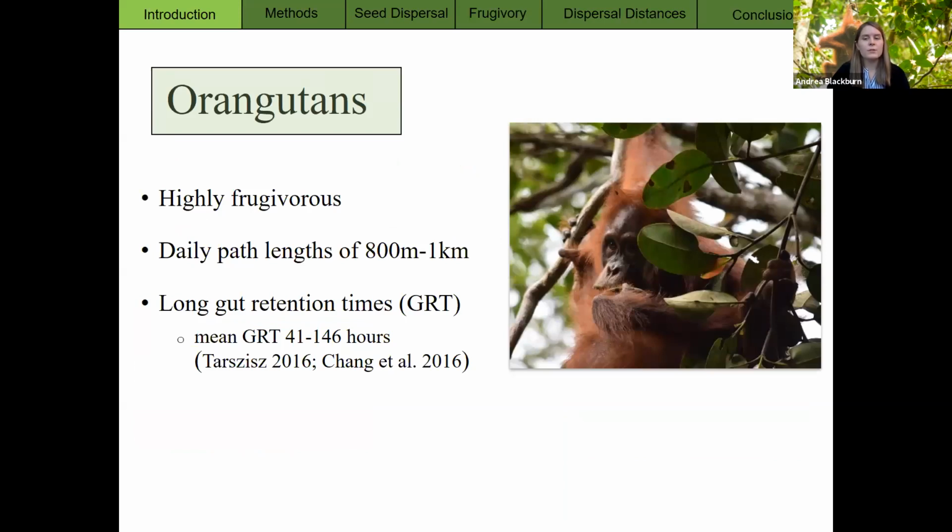So orangutans are highly frugivorous, preferring fruit over other food types. Important for our understanding of orangutan seed dispersal is to know how frequently the seeds of these fruits orangutans consume are being dispersed, or if these seeds are being predated.